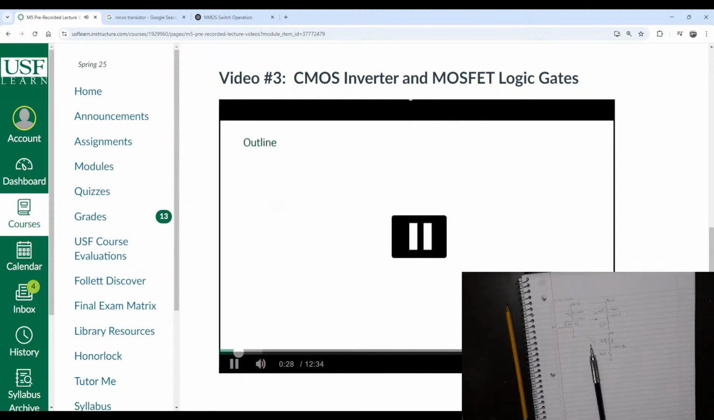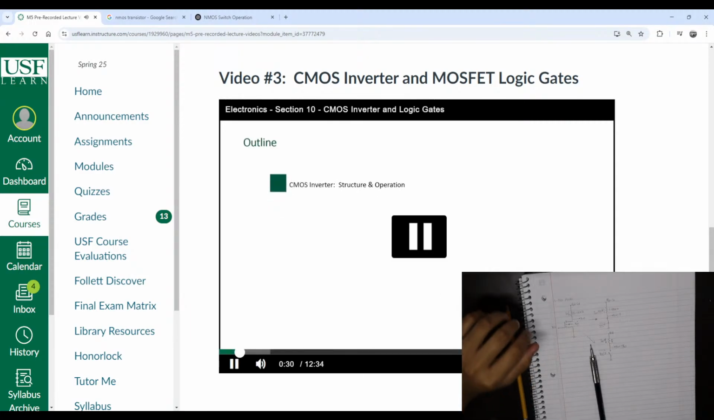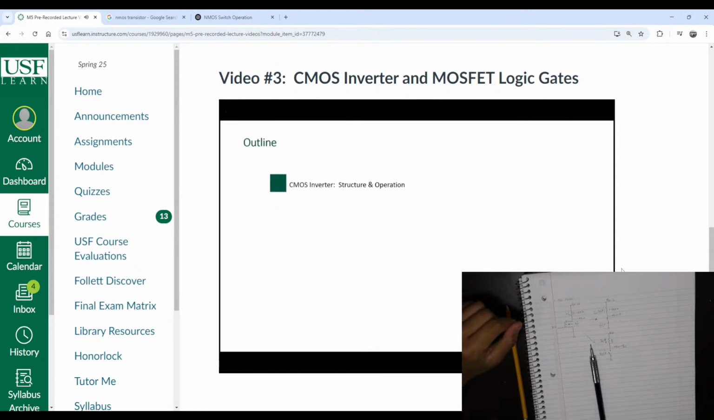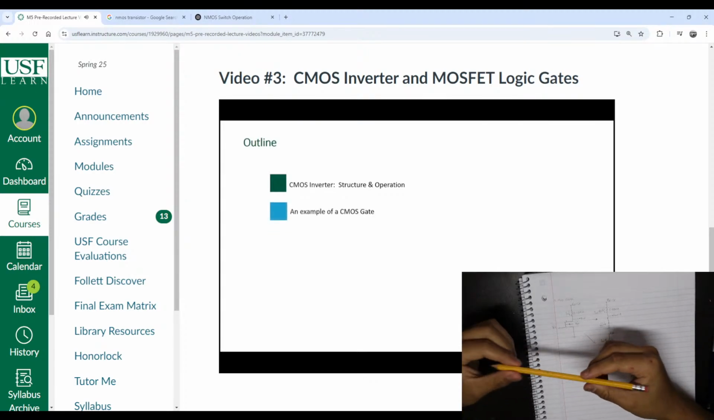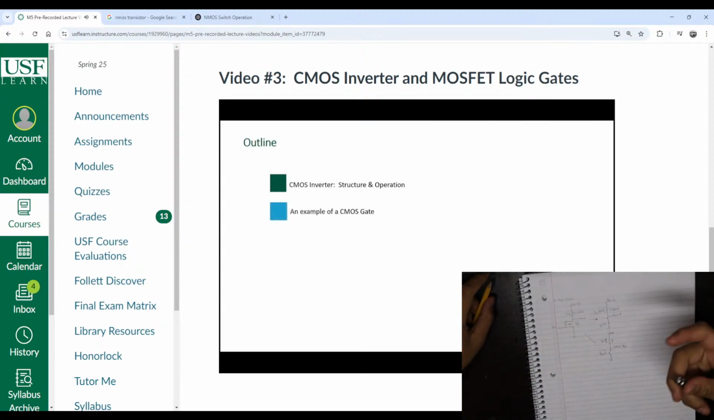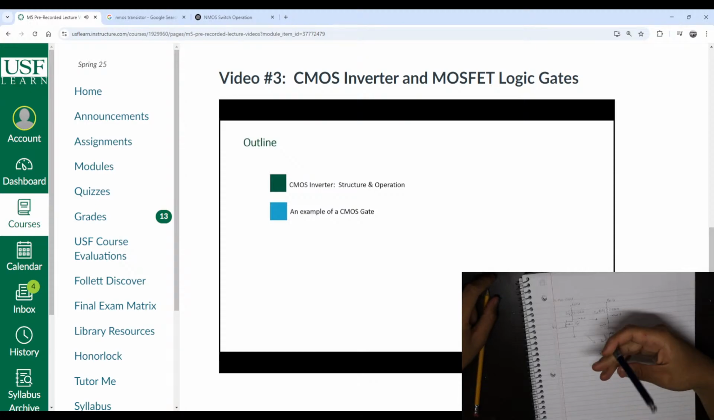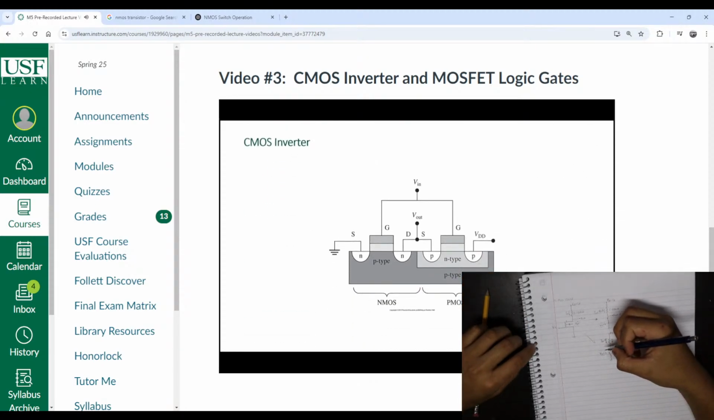The outline of the video. First, we will discuss the CMOS inverter, examine its structure and its operation. The C in CMOS stands for complementary, and you will see why. And then we will do an example using MOS transistors of a gate. So let's get started. First, the CMOS inverter.